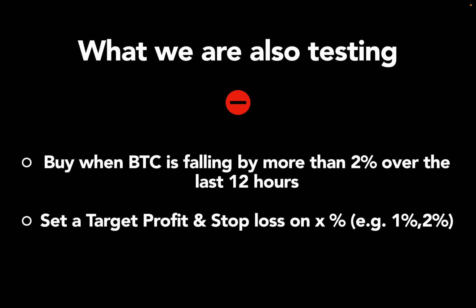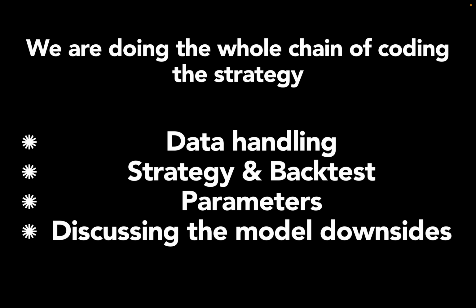So we are buying when the Bitcoin is falling by more than 2% over the last 12 hours. And we are again setting a target profit and stop loss on X%. We are doing the whole chain of coding the strategy, so this video is going to be very interesting. We are taking a look at data handling, so data pulling via the API, data manipulations, strategy setup and backtest, parameter playarounds, and we are also discussing the model or strategy downsides.